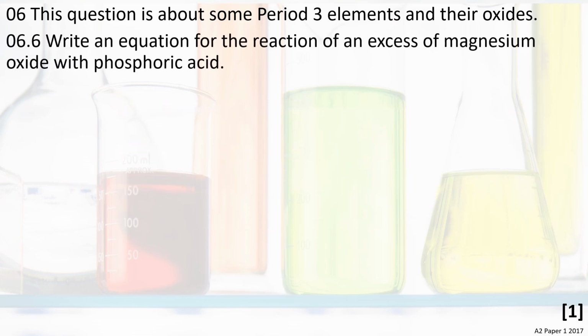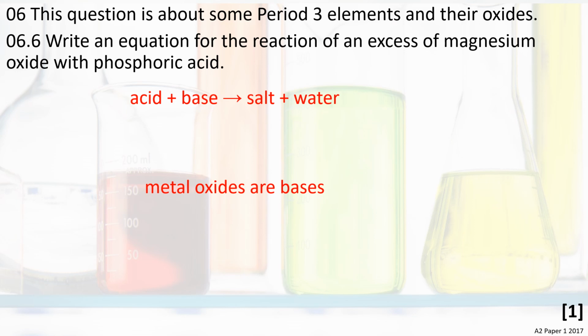Here's the next part of the question. Write an equation for the reaction of an excess of magnesium oxide with phosphoric acid. Metal oxides are bases. You also need to know the formula for phosphoric acid, H3PO4. An acid, when it reacts with a base, will give salt plus water.